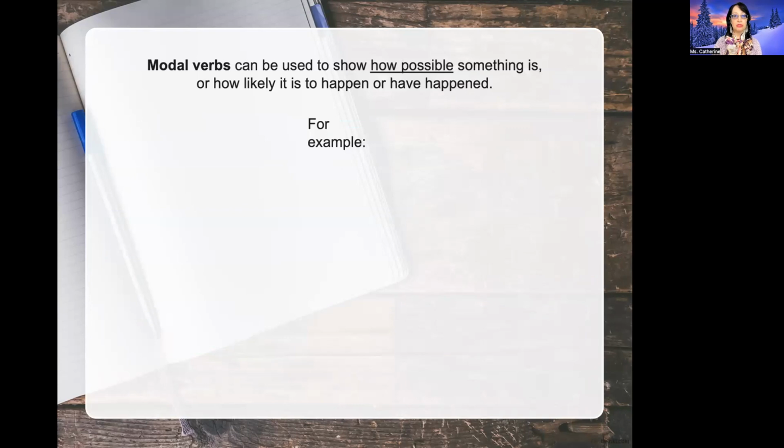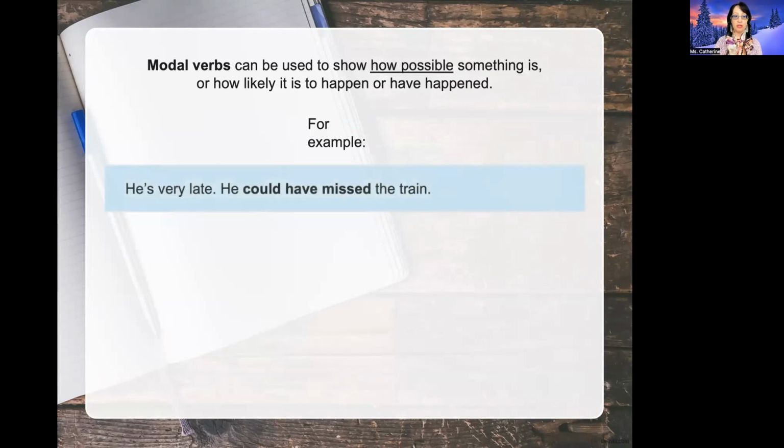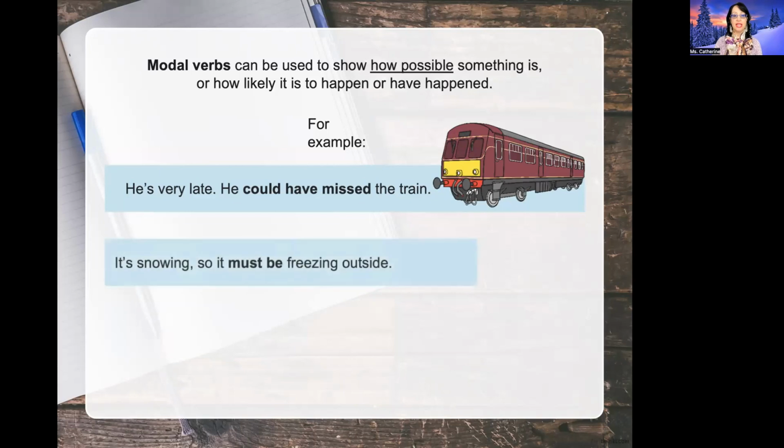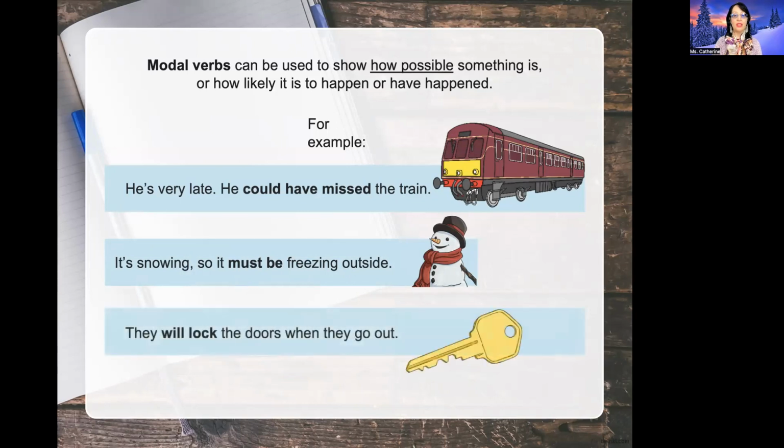Modal verbs can be used to show how possible something is, or how likely it is to happen or have happened. For example, he's very late. He could have missed the train. It's snowing, so it must be freezing outside. They will lock the doors when they go out.